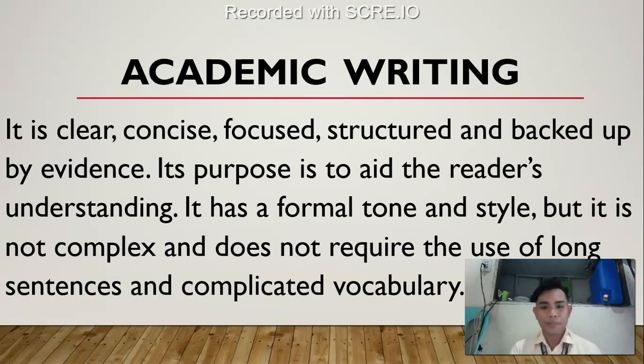Academic writing. In academic writing, it is clear, concise, focused, structured, and backed up by evidence. Its purpose is to aid the reader's understanding. It has a formal tone and style, but it is not complex and does not require the use of long sentences and complicated vocabulary. Academic writing is nonfiction produced as part of academic work.